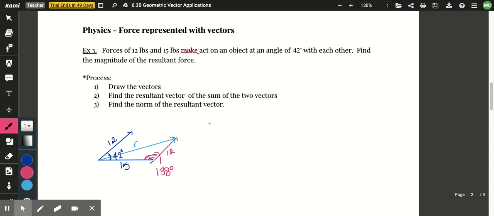So I'm going to start off with law of cosines. r is the side that I'm looking for, so that's r squared equals the other two sides filling in for all of the other pieces of the law of cosines. So 15 squared plus 12 squared minus 2 times 15 times 12 times cosine of the angle across from the side that I'm looking for there.